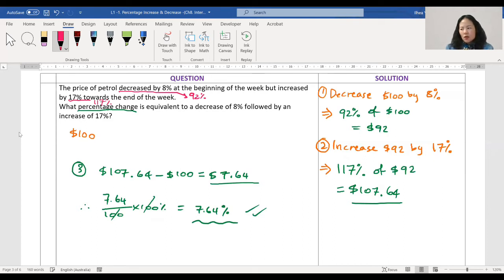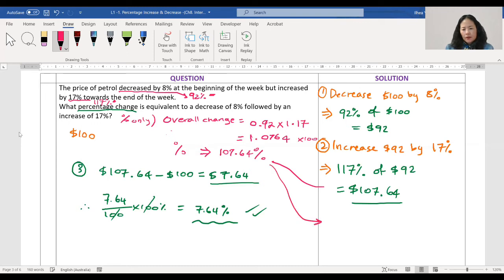Okay, so what I'm going to do is overall change just by using percentage only. I'm going to change this one to 0.92 times, I'm going to change this one to 1.17. And when you do that, you will get 1.0764. Now, I want to convert this one to percentage by times by 100. You will get 107.64%.